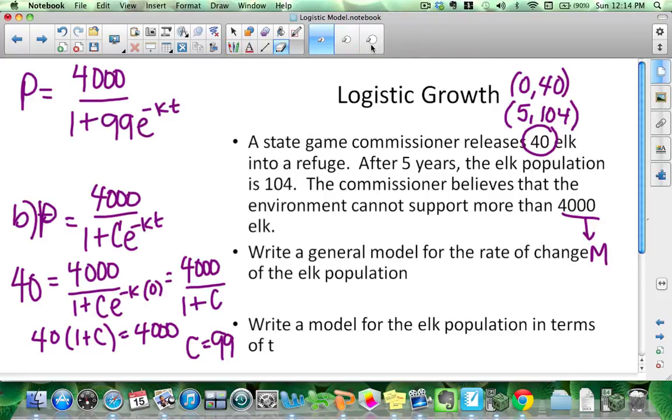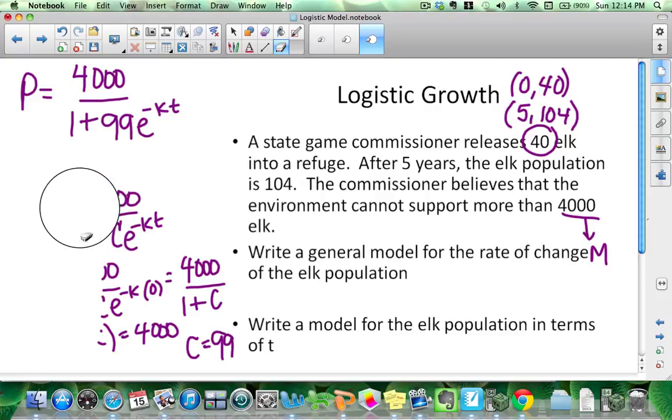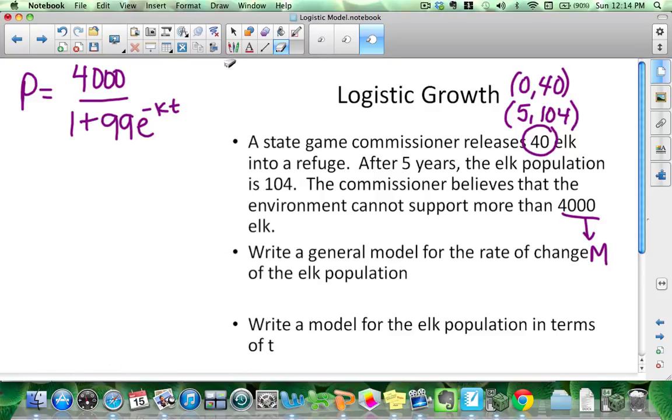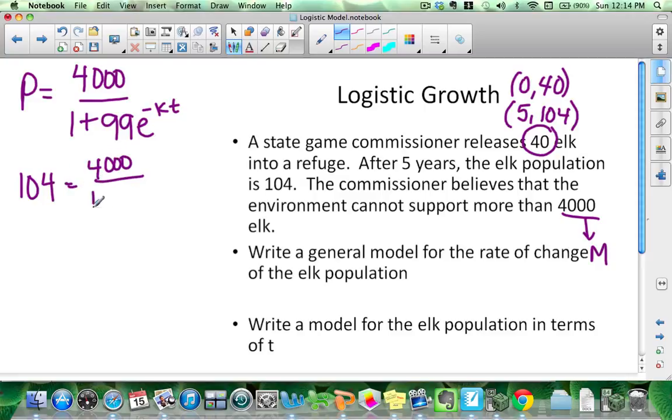All right. Now I'm going to use my other point and solve for k. My other point is (5, 104). So I've got 104 is equal to 4,000 over 1 plus 99 times e to the negative k times t, where t is 5. And I'm going to solve this for k. Pause right now and do the algebra and see if you get what I get.